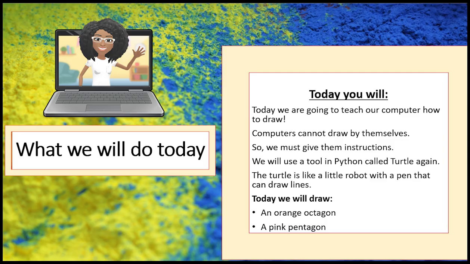Today we are going to teach our computer how to draw. Computers cannot draw by themselves, so we must give them instructions. We will use a tool in Python called Turtle again. The turtle is like a little robot with a pen that can draw lines. Today we will draw an orange octagon and a pink pentagon.